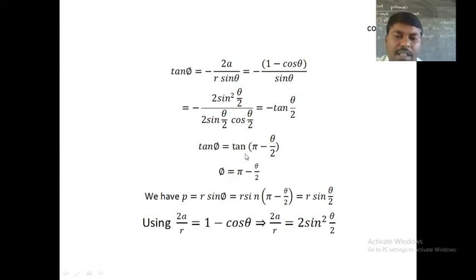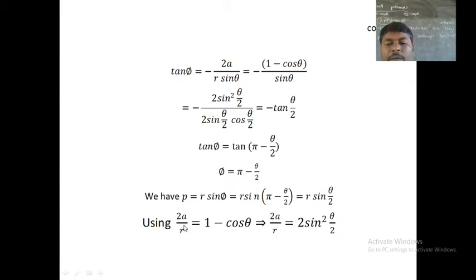Next, tan phi is equal to minus tan theta by 2, which can be written as tan of pi minus theta by 2. So this implies phi is equal to pi minus theta by 2. And we know that p is equal to r sin phi. This is equal to r into sin of pi minus theta by 2, which is r into sin of 180 minus theta by 2, and sin of 180 minus theta by 2 is sin theta by 2.